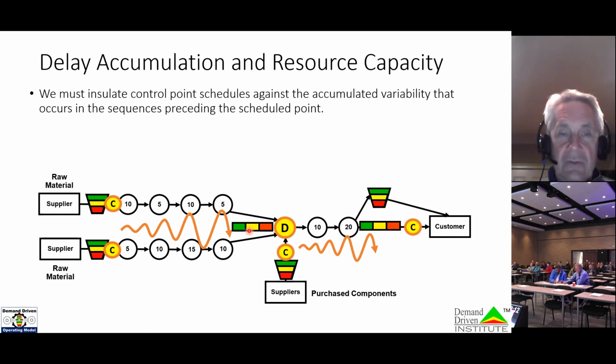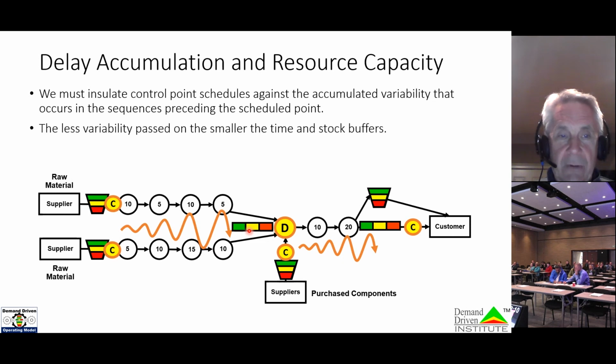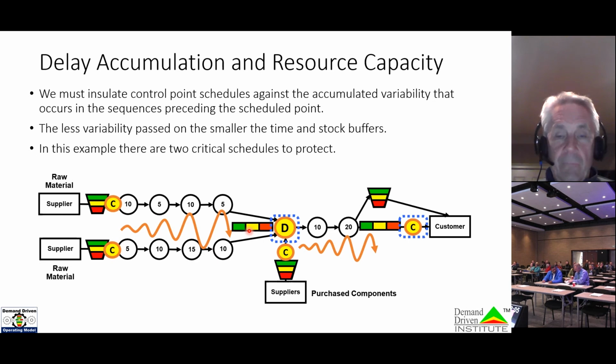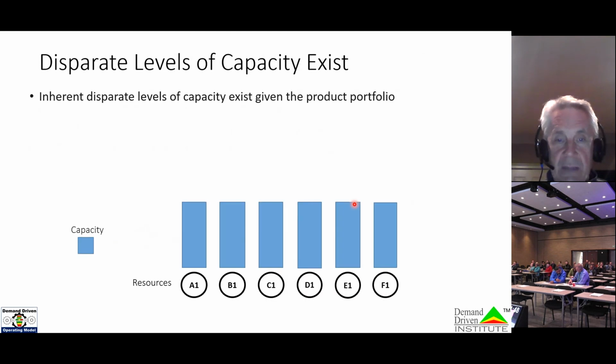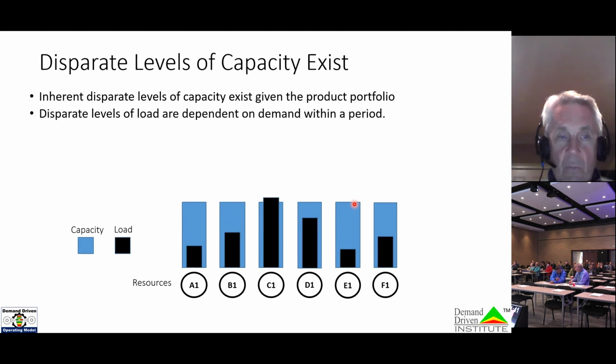So we have to insulate our control points and protect against the accumulated variation. The less variation we pass through, the better, right? We've got these two critical schedule points in our model, and these are going to be protected with time buffers. But what about what happens in the middle here? What if we're late? What else do we need in this environment to be able to fully protect ourselves and give ourselves the most operational capability? In any range of activity, depending on the routing and its run rates at each step in the process, we're going to have different levels of capacity requirement.